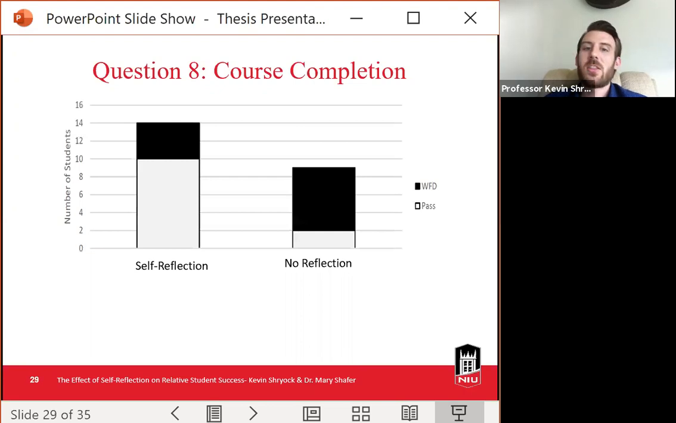Our 8th question might have been the most important, and that is the effect on student success. Here you can see a comparison of the number of students who successfully passed the course with a C or better, represented in light gray, versus those who withdrew, failed, or dropped, represented by black. There was a clear and statistically significant higher number of non-reflection students who did not pass the class as compared to those in the reflection group.